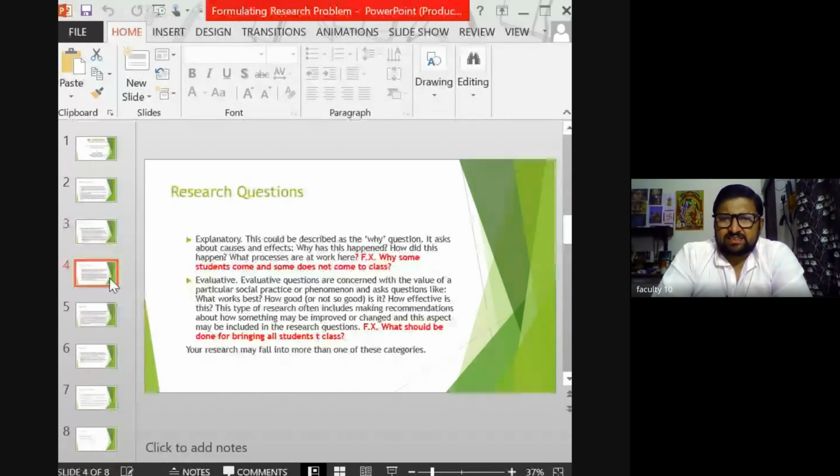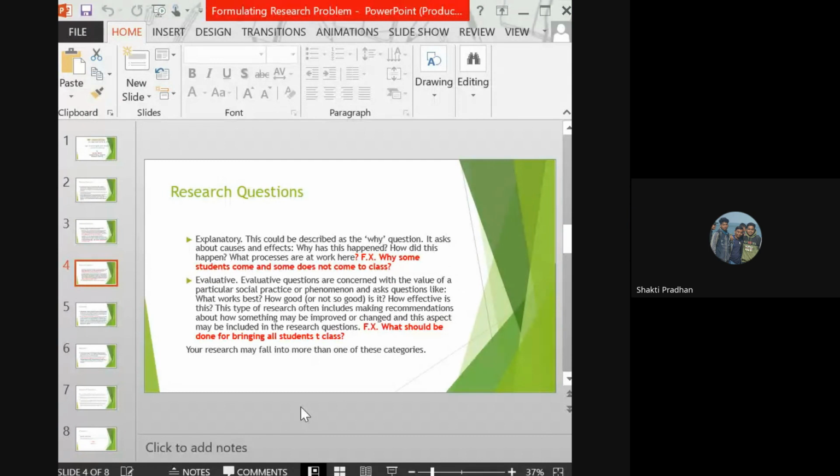Then the next slide, the explanatory question. Shakti, you read it. Yes, sir. Explanatory. This could be described as the why question. It asks about causes and effects. Where has this happened? How did this happen? What processes are at work here? For example, where some students come and some students do not come to the class.